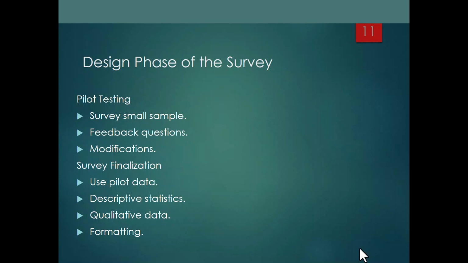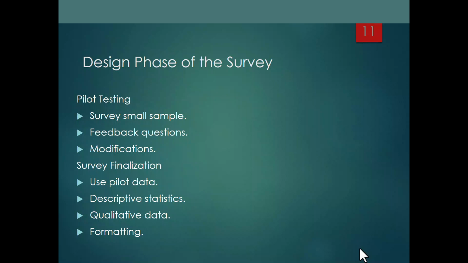So based on that pilot testing, you would then make modifications to the survey. Based on the feedback you get, you would revise your survey. You would then use information from the pilot data to finalize the survey. You would use descriptive statistics results to obtain estimates of reliability of the scales and the amount of variability in the responses of the items. You would use the information to identify items to be eliminated or modified.